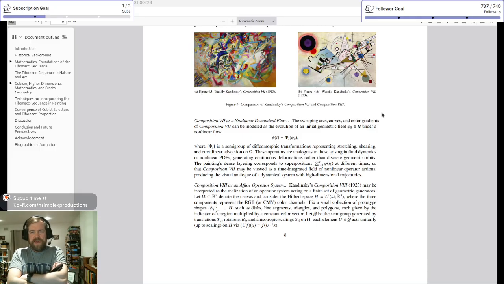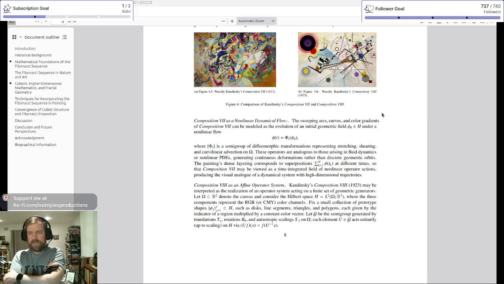Composition 8 as an affine operator system. Kandinsky's Composition 8 may be interpreted as the realization of an operator system acting on a finite set of geometric generators. Let Omega in R squared be the canvas and consider the Hilbert space where the three components represent RGB color channels. Fix a small collection of prototype shapes such as disks, line segments, triangles, and polygons, each given by the indicator of a region multiplied by a constant color vector.